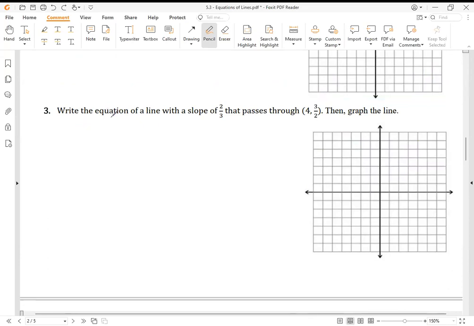Write an equation of a line. So automatically, you know it's y equals mx plus b. Slope of 2/3. And it passes through an xy point of (4, 3/2). And once you find it, go ahead and graph it. I'll give you another minute.